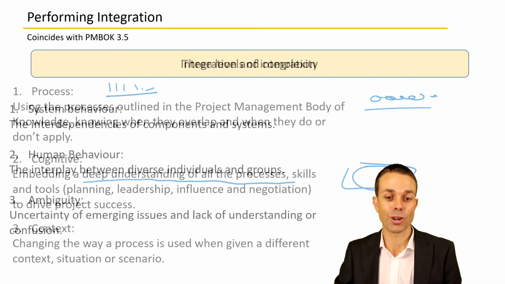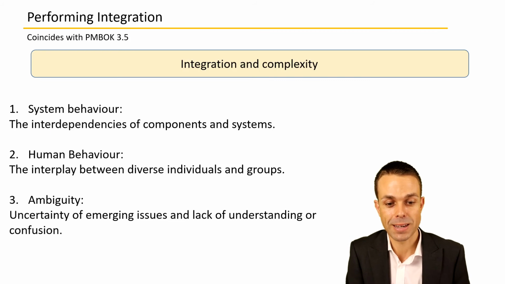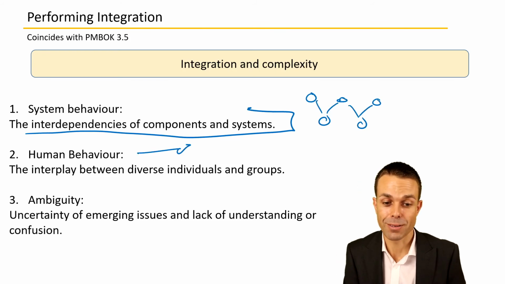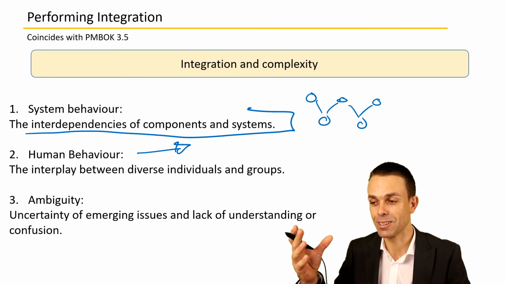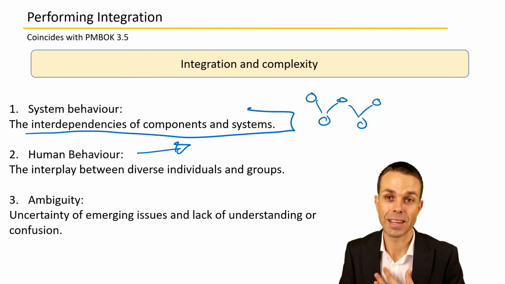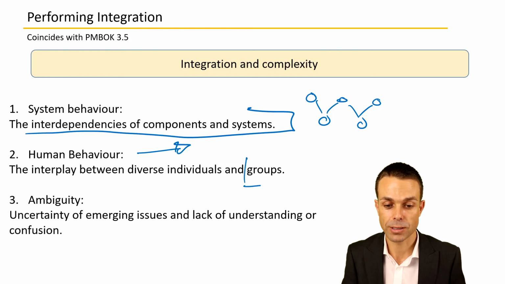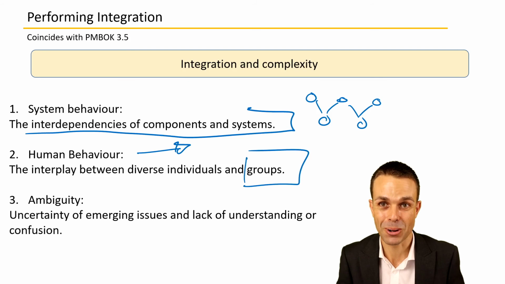There are different levels of complexity with integration. So you might have system behavior, the interdependencies of components and their systems. So different systems, how do they interact? How are they related? This can get quite complex. Human behavior is always complex. Someone's having a bad day, someone has a way that they always do things, and all these things are diverse, and individuals can be very different, and even groups can have set ways of working that you need to be aware of when you're managing a project.